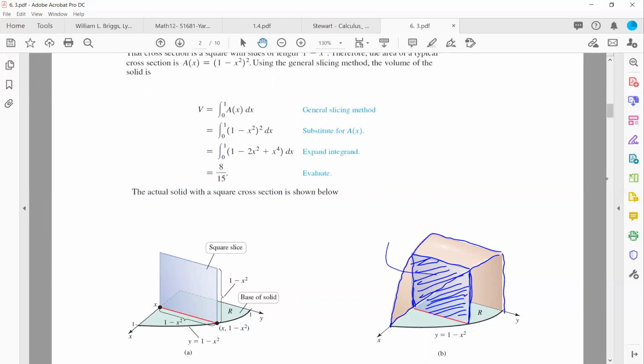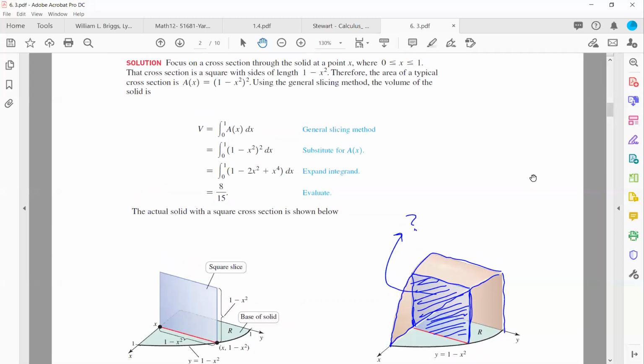What is this area? How to find this area? So think about it this way. Suppose you have a square. Suppose each side is equal to L. What's the area of this square? We all know that this area is L times L, L squared. Very well.